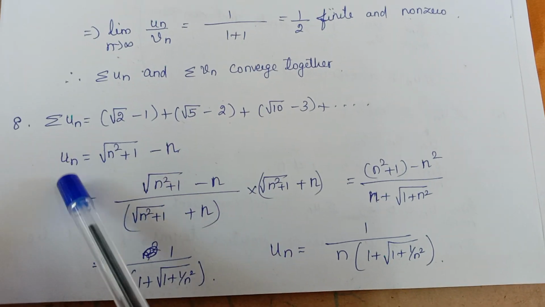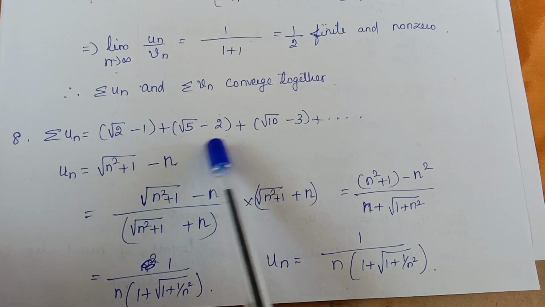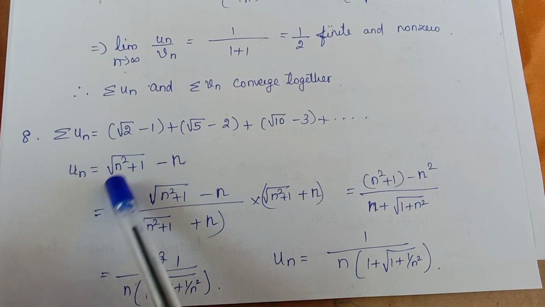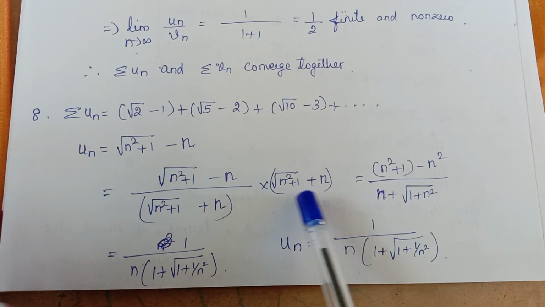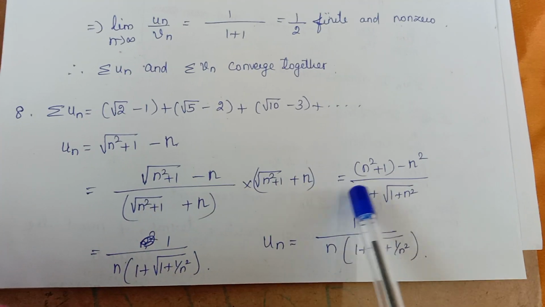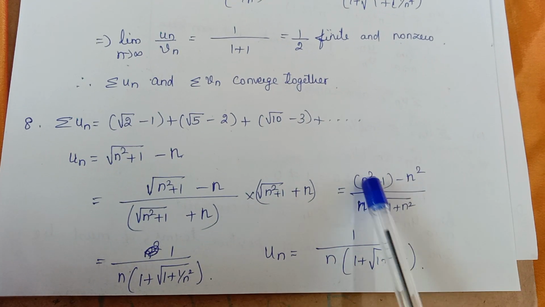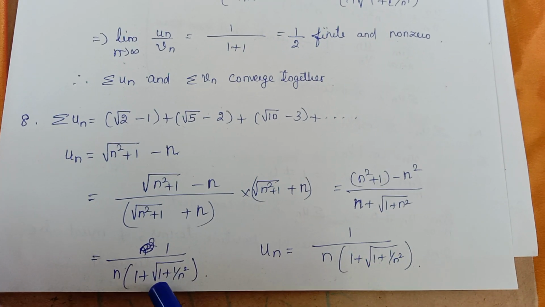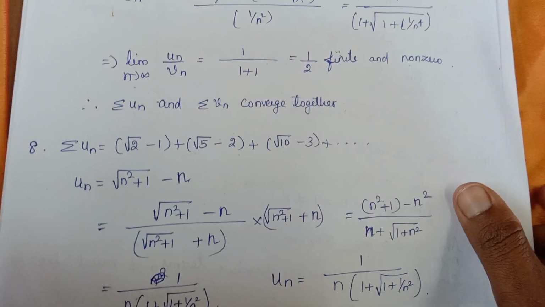Next one, sigma un equal to root 2 minus 1, root 5 minus 2 plus root 10 minus 3, etc. So from this, un equal to what? Root of n square plus 1 minus n. So multiply and divide by root of n square plus 1 plus n. So what will you get? n square plus 1 minus n square by n plus root of 1 plus n square. So n square gets cancelled. So 1 by, you take n outside, n into 1 plus root of 1 by 1 plus n square. So this is my un.